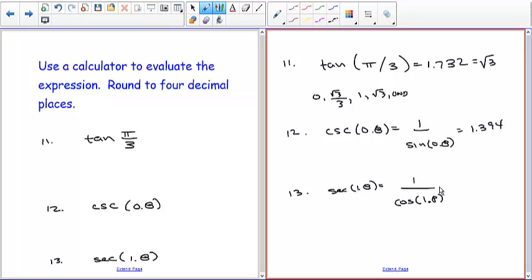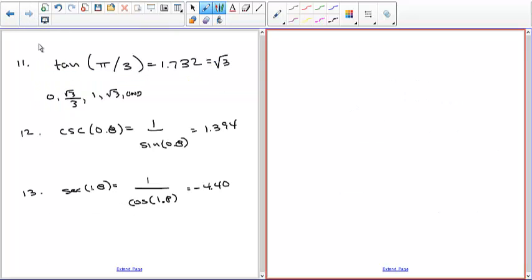Cosecant is 1 over the sine. Cotangent is 1 over the tangent. So just have to put that in there. It should work out fine. So here I get -4.40. Remember, the cosecant and the secant are either greater than 1 or less than -1. I don't know if you remember that or not, but that is true. Okay, so it looks like that's all there is.